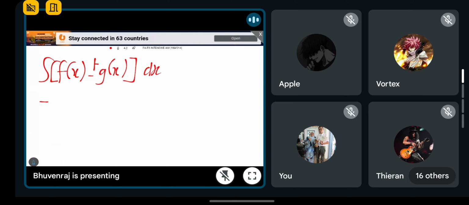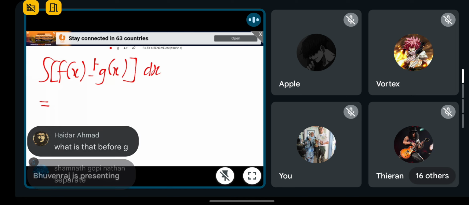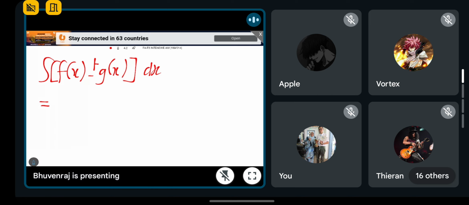If this kind of function, guys, can you tell me what will be equal to? What do you write on the equal side? You can tell the basic step, no need to write out everything. Just tell the basic step. Yeah, separate it, correct. What is that before g? Oh, it's plus minus. It can be anything, because a function usually can be plus or minus in between. So you just expand basically.